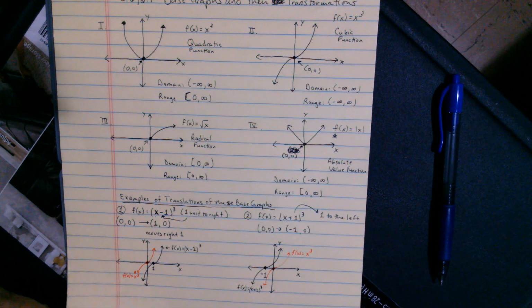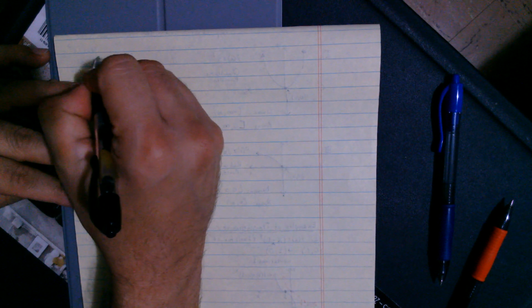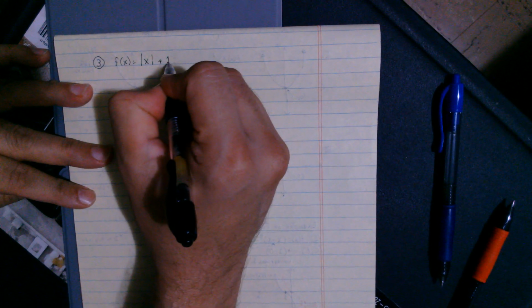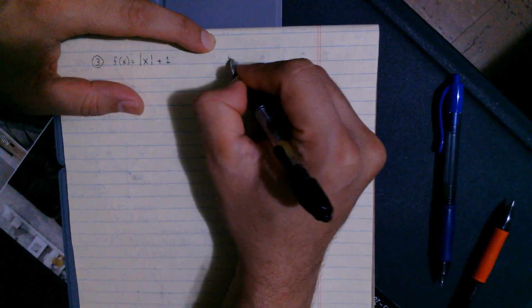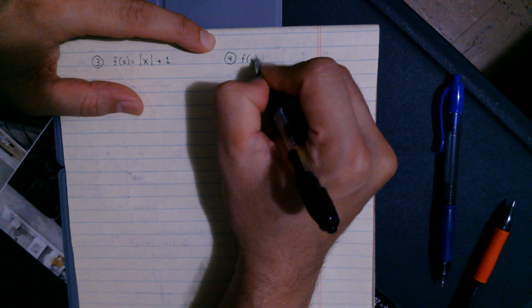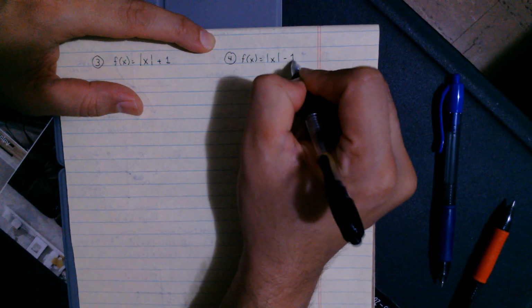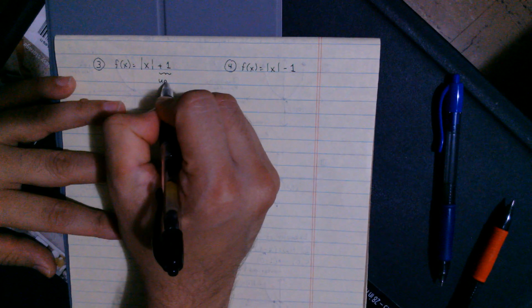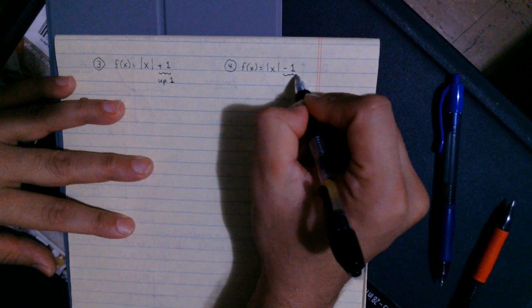So let me go ahead and turn the page here, so I can write on the back of this a little bit. Example 3: let's say f of x equals the absolute value of x, plus 1. And example 4: f of x equals the absolute value of x, minus 1. In this particular case, plus means up 1, minus means down 1.